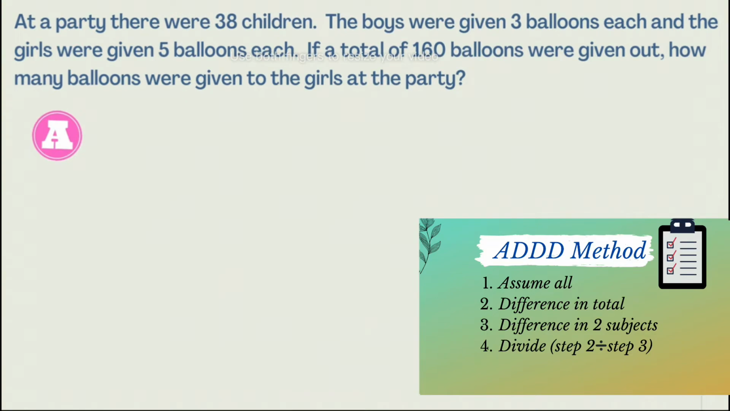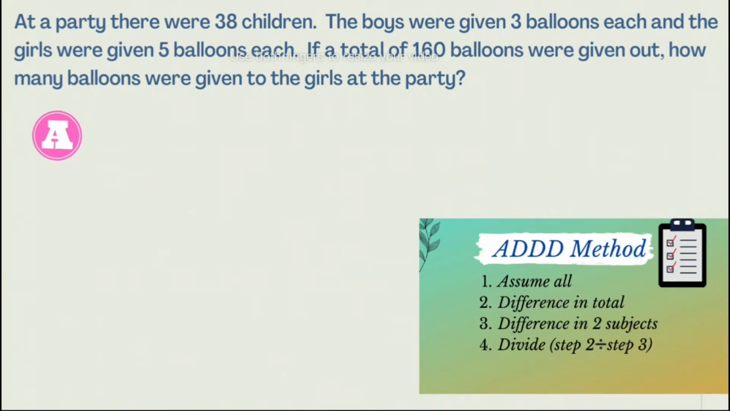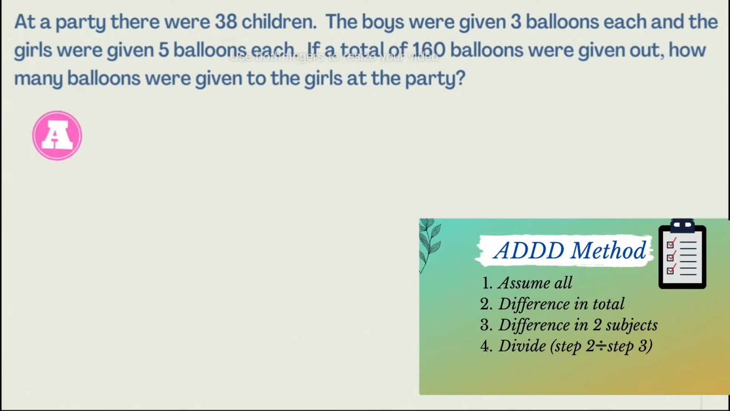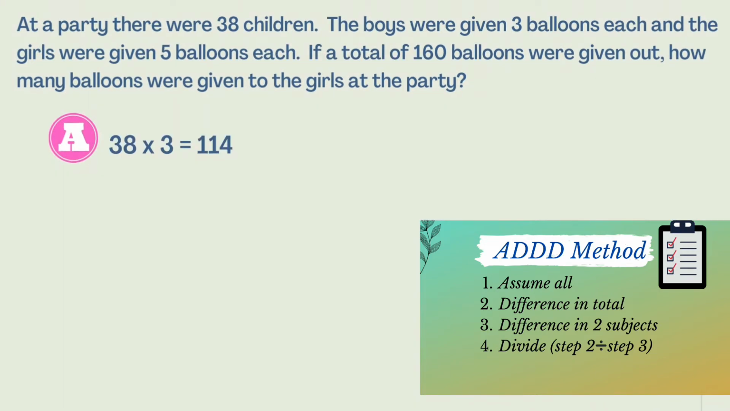First step, we can assume all 38 children are either boys or girls, correct? Then, will you assume all are boys or girls? Looking at the question, they are asking how many balloons were given to the girls. In this case, I will assume all of them are boys in step 1. If 38 children are all boys, how many balloons will be given out? Each boy receives 3 balloons. So 38 times 3 is 114.